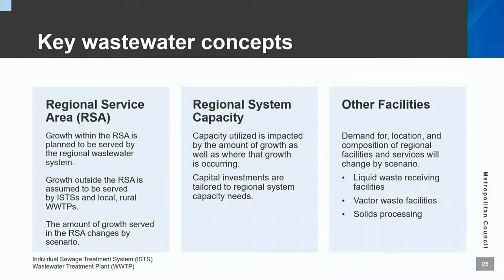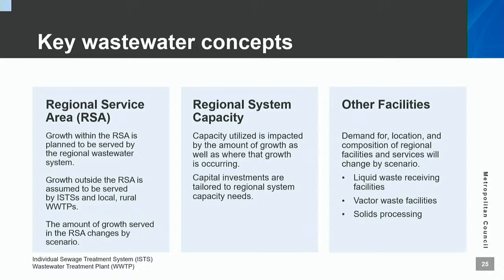To provide some context, we broke down the key wastewater concepts into 3 different categories. First, the regional service area. Growth within the regional service area is planned to be served by the regional wastewater system. Outside of the regional service area, growth is assumed to be served by our ISTSs, which are individual sewage treatment systems. This could be septic or community treatment systems, as well as local rural center wastewater treatment plants. And the amount of growth served in the regional service area changes by scenario.